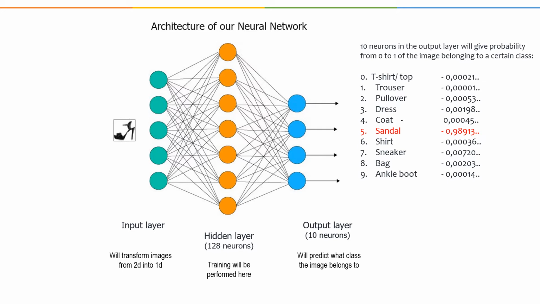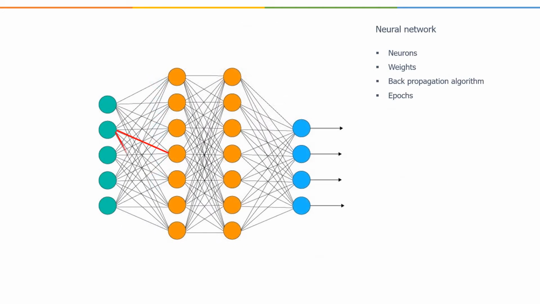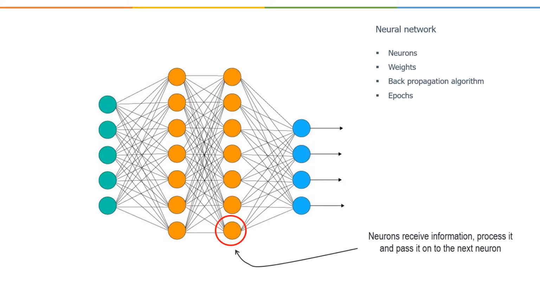Let's remember how a neural network can make such predictions and how everything works. We will use such concepts as weights, backpropagation, and epochs. First, like a human neuron, the task of an artificial neuron is to obtain information, process it in a certain way, and pass it on to the next neuron.